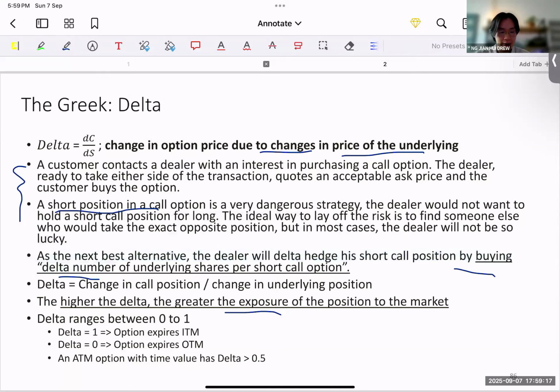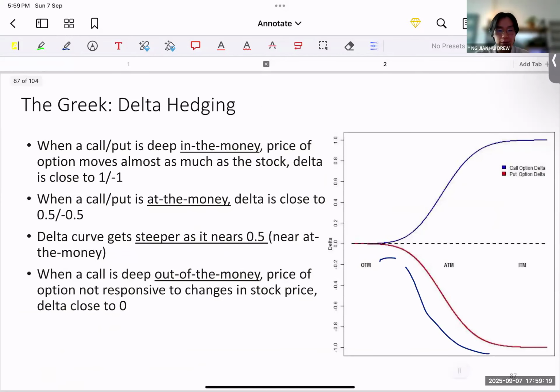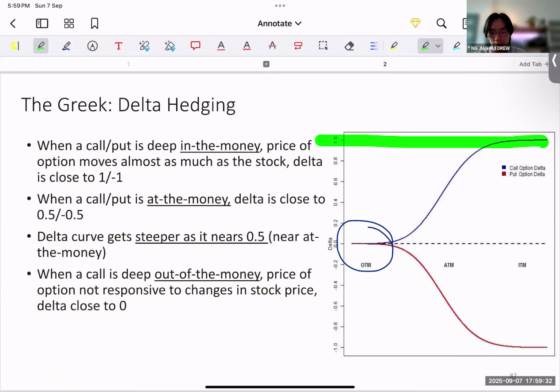Okay. So as you can see here, the delta that is out of the money goes to 0. For a call, it goes to a maximum of 1. But for a put, it goes to a minimum of 0.